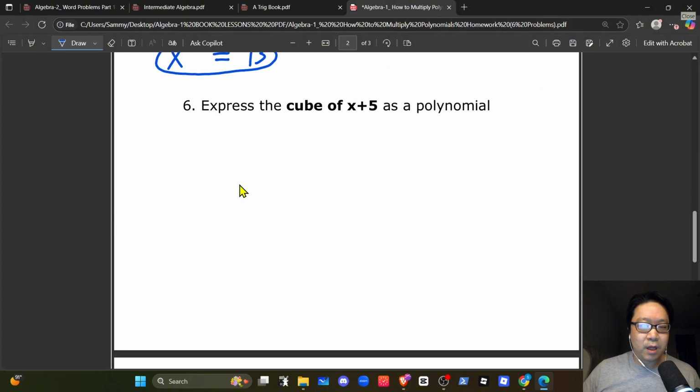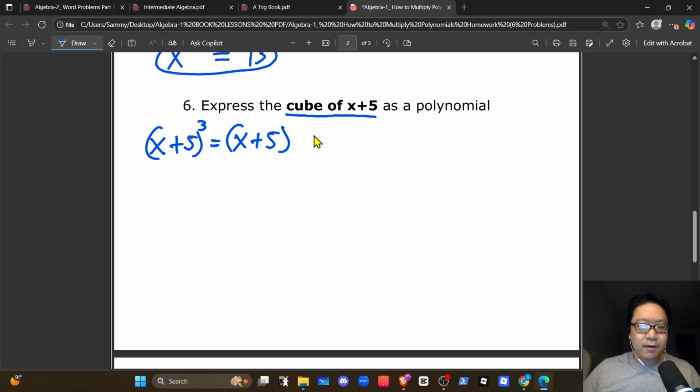Okay, and for the last problem, it says express the cube of x plus 5 as a polynomial. Cube of x plus 5. So go ahead and pause the video and try this out on your own. Okay. The cube of x plus 5 is going to be that, and basically it wants us to multiply it out. So let's go ahead and do that.